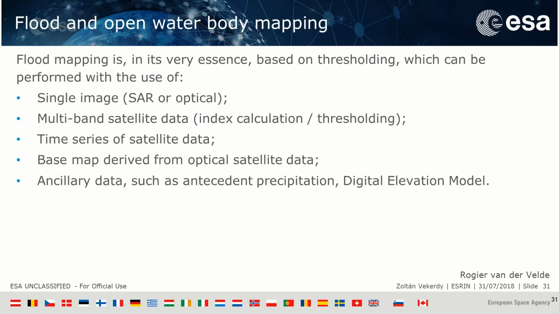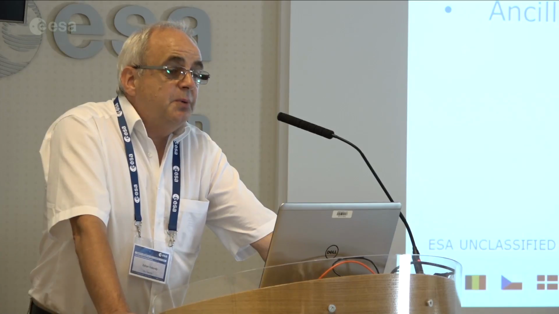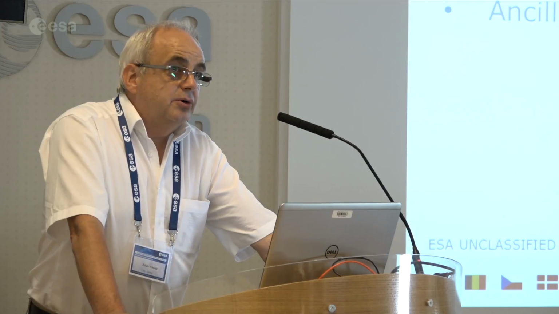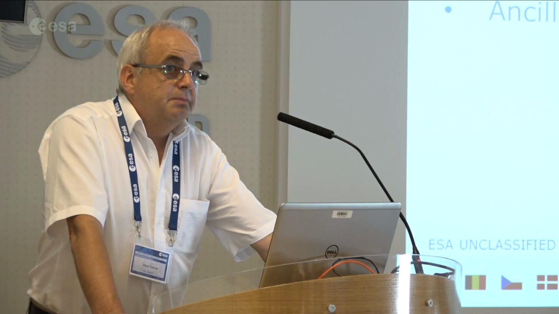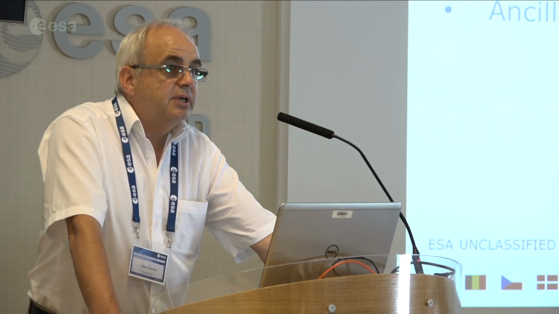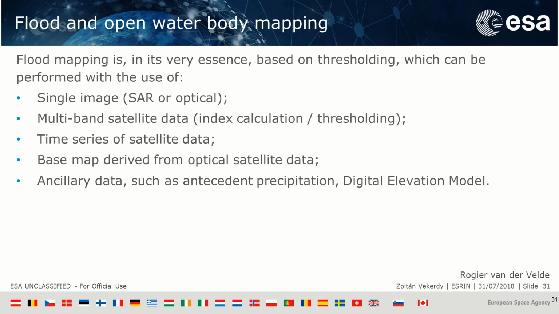So basically, when you want to make a mapping of surface water, you are using thresholding. Either on a radar image, because of the specular reflection, you can use a threshold for low backscattering areas and identify them as flooded areas. Or you can get optical images and calculate different kinds of indices, or take the near infrared bands, and you can use thresholding.